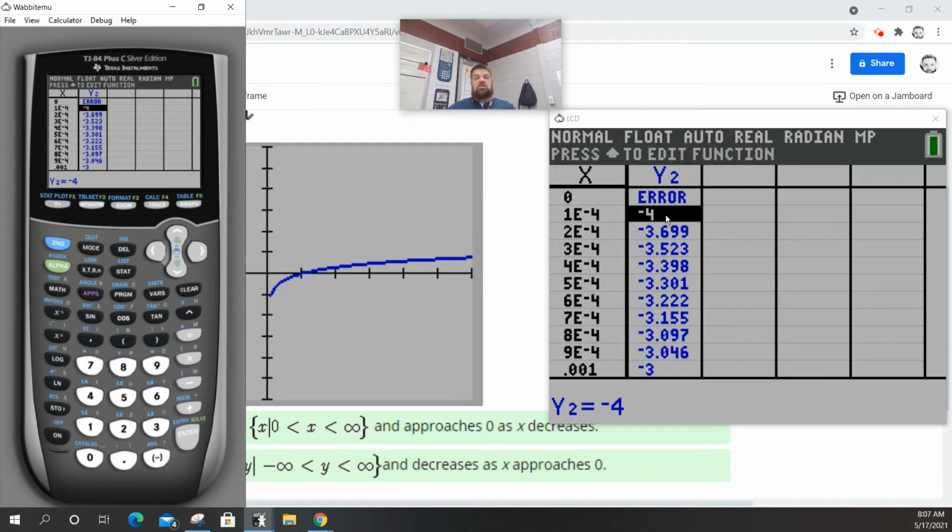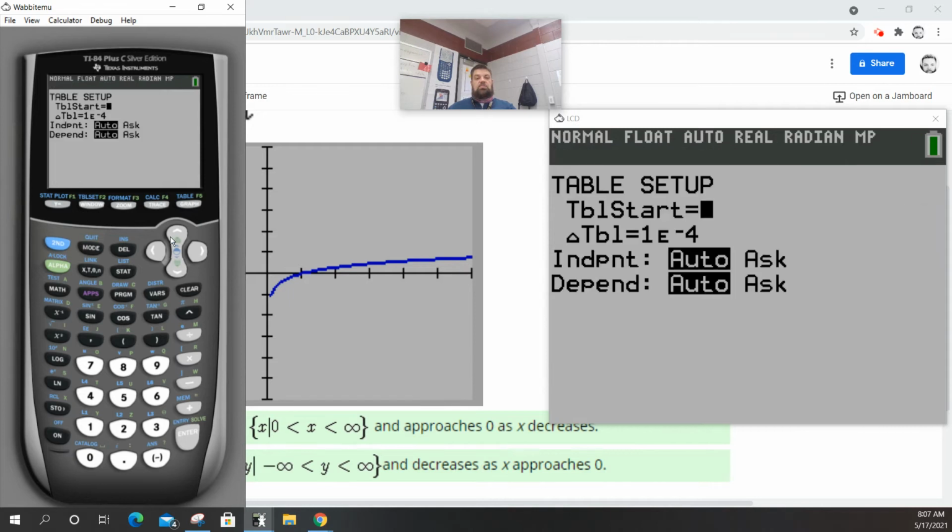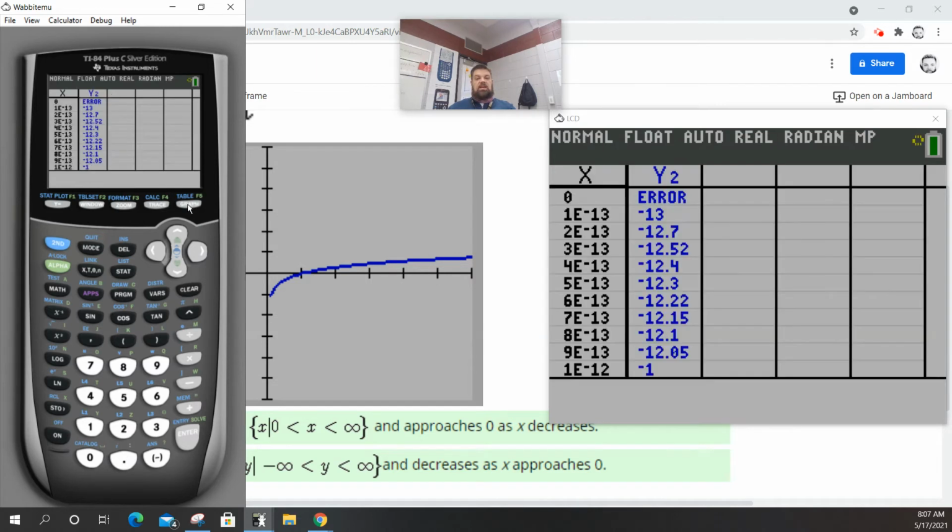Okay. So what happens if I put some more decimals in there? So if I go 0.0000000001 and then I hit the table of values, what will I get? Yeah, negative 13. So as I get really, really close to zero, this is going to start to approach negative infinity. And that's it. So that part's true.